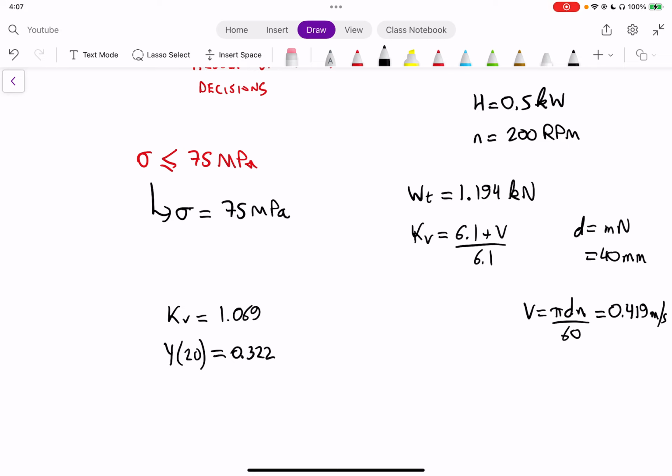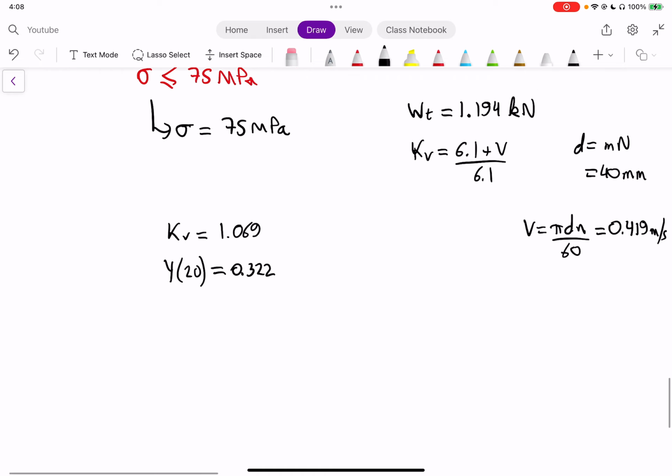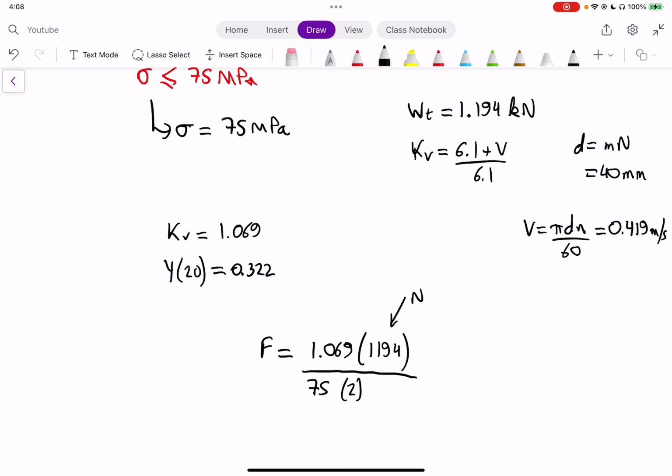So we have all the terms. Now we want to write what the face width would be. Face width is equal to kV times Wt, so 1.069 multiplied by 1,194. And remember, this has to be in newtons. We have to be careful with that: the units are in newtons, not kilonewtons. And then we divide by 75, which is our sigma, multiplied by 2, which is our module, multiplied by 0.322. If we solve for the face width, we get 26.4 millimeters. Okay, so all is good, and we know that we need a face width of 26.4 in order to solve our problem.